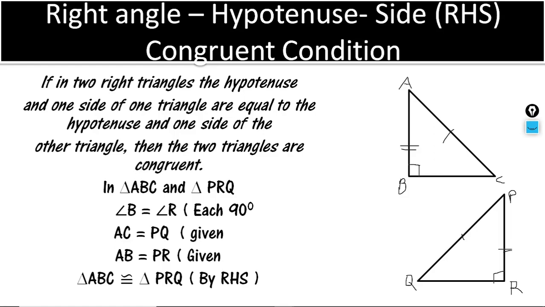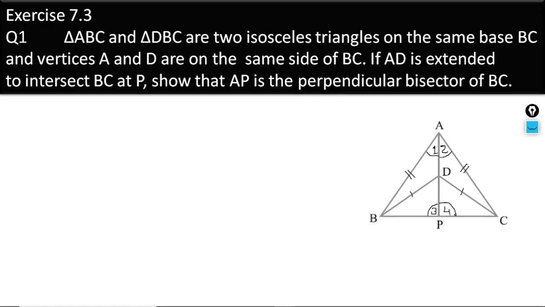Let us discuss some problems related to these conditions. The first problem has two triangles. One triangle is ABC, the second is DBC. They are drawn on the same base BC, and it is asked to prove that AP is a perpendicular bisector of BC. For proving this, we have to prove BP is equal to PC and angle 3 is equal to angle 4, each one being 90 degrees.